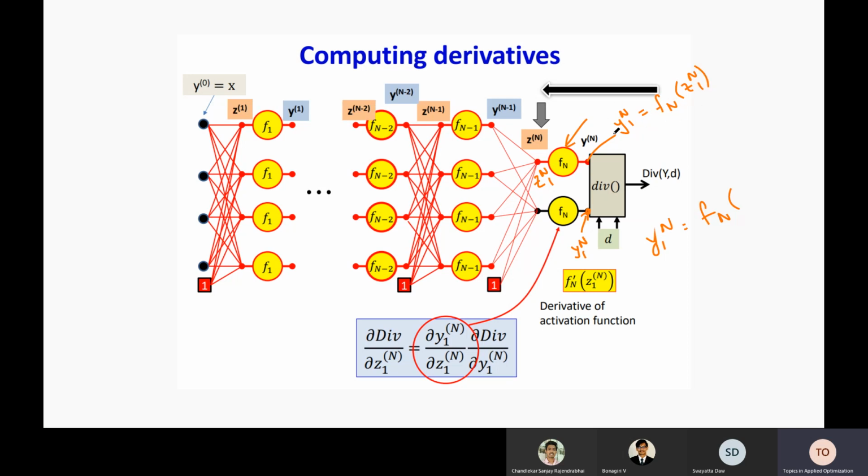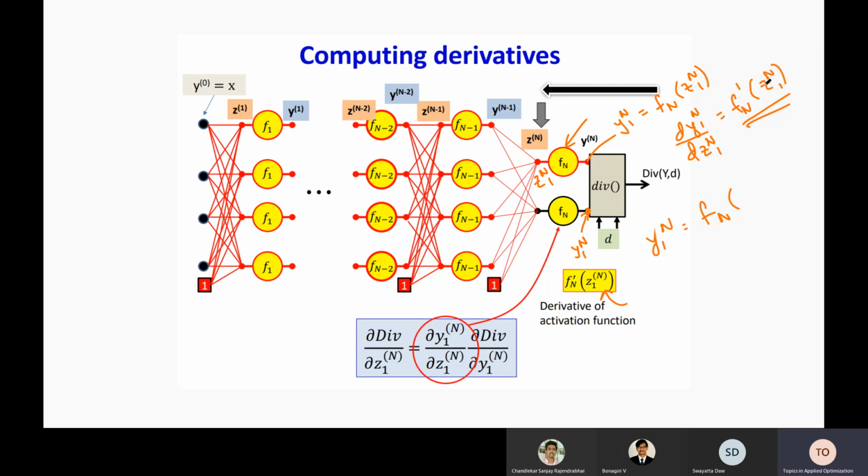So if I want to do a derivative of this with respect to z1n, so derivative of y1n with respect to z1n, this will be the derivative d by dz1n of this guy. So this is f, which I can write as f prime of z1n. This is what is written here. Now the question is, what is this anyway? That's the next question, because once we know this value as well, then we can proceed.